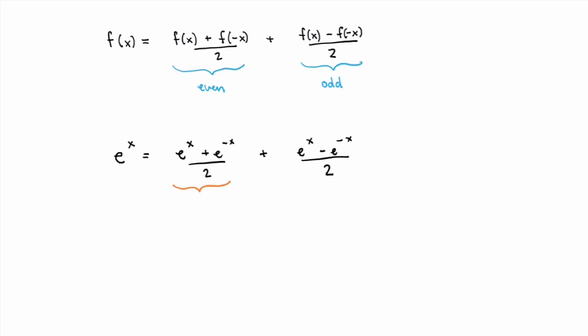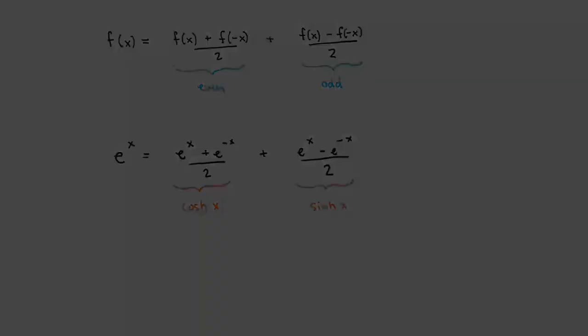This one is called the hyperbolic cosine function and is denoted by cosh of x. So h here stands for hyperbolic. And this expression here is called the hyperbolic sine function. And these are examples of hyperbolic functions, which is what we will study in this video.